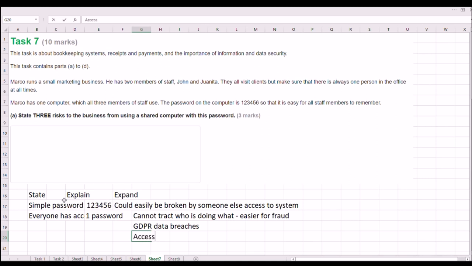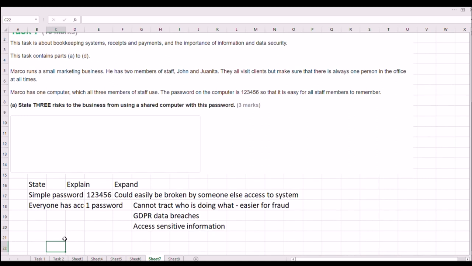And access to sensitive information, let's say. Okay. Right, so that would be pretty much it. And so in terms of how to get going with these kinds of questions, state what the question is, explain what it means, and then expand on the consequences of it. That sort of makes it easier. We're in risks here, so we're all downsides, we're not going upsides. So everybody has access to it.